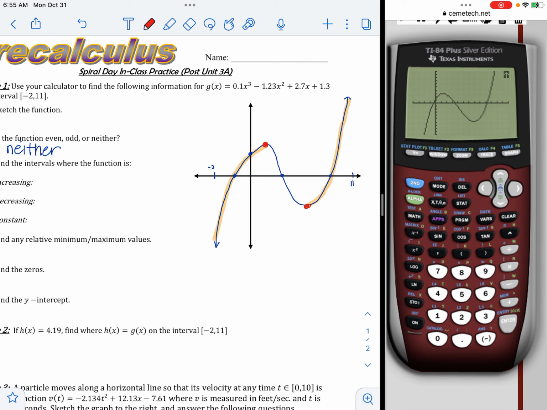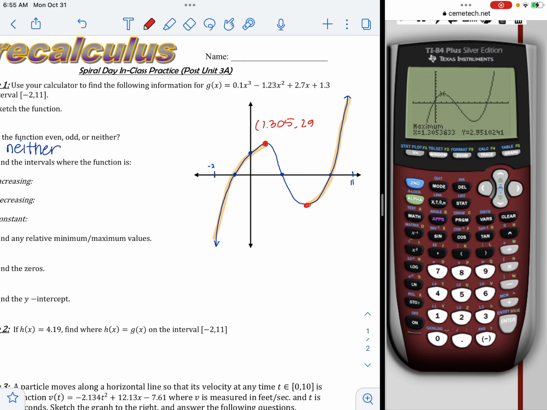So I'm going to do second trace. Option number 4 is maximum. I'm going to do the maximum first because that's to the left, just a personal preference. I'm going to toggle until I'm to the left of the maximum because it's asking me for a left bound. And remember, you can just hold down that button. Hit enter, toggle to the right. Now I'm to the right of it, hit enter. Now it says, should I guess? Hit enter one more time, and it'll tell you what this point is. So this point is 1.305, comma, 2.951. Remember, we do 3 decimal places in pre-calculus.